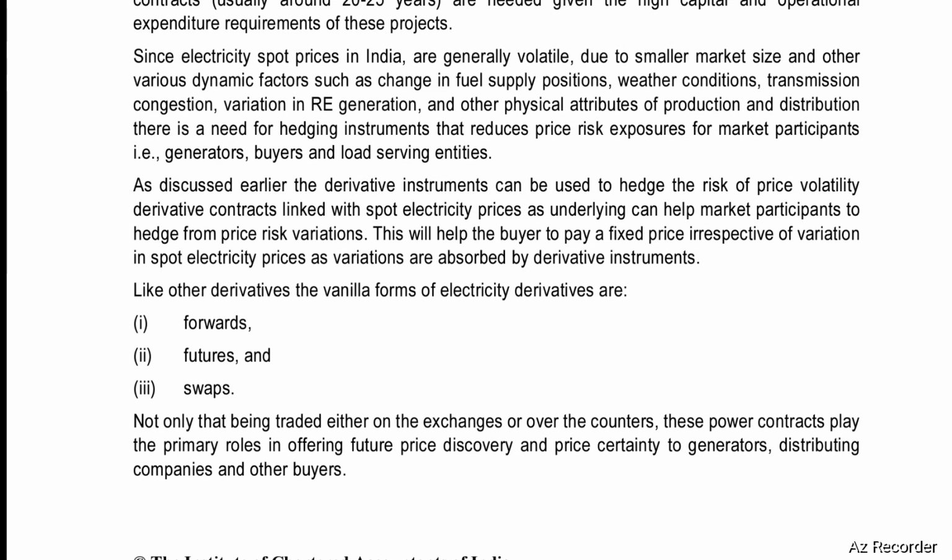Since electricity spot prices in India are generally volatile due to smaller market size and various dynamic factors such as change in fuel supply positions, weather conditions, transmission congestion, variation in RE generation, and other physical attributes of production and distribution, there is a need for hedging instruments that reduce price risk exposures for market participants, that is, generators, buyers, and load serving entities.